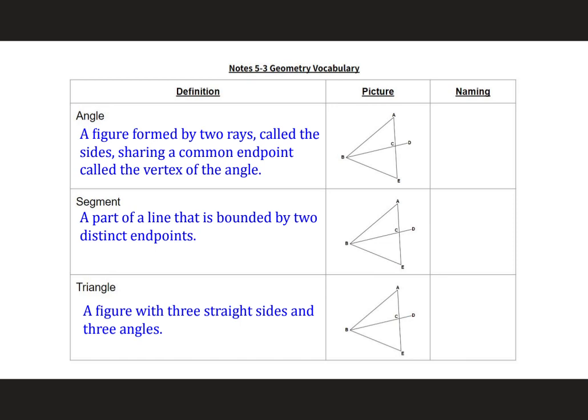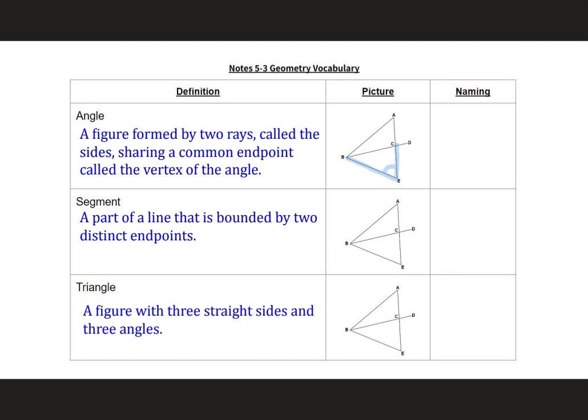An angle is a figure formed by 2 rays called sides sharing a common endpoint called the vertex of the angle. So in this picture, there are many angles, but the one that I'm going to focus on is this angle right here. And usually when we talk about an angle, we draw a little arc on the inside to indicate that we're talking about that angle.